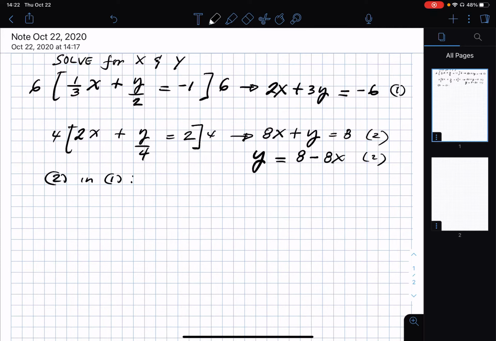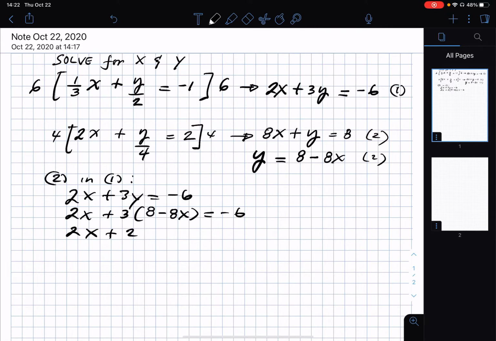So equation 1, if you want, you can write it here to make it easier to comprehend. So you have 2x plus 3 times y, where y is 8 minus 8x, equals negative 6. So we simplify terms. This will become 2x plus 24 minus 24x equals negative 6. So this will become negative 22x. That's positive 2x minus 24x is negative 22x. And this will become negative 6 minus 24.